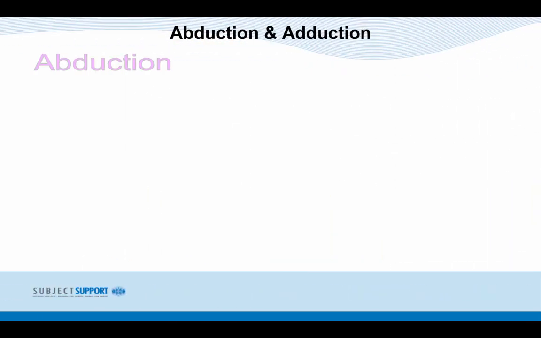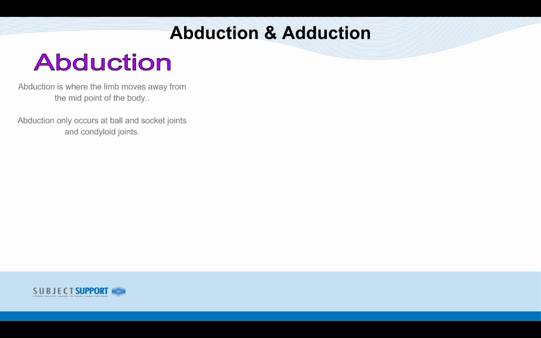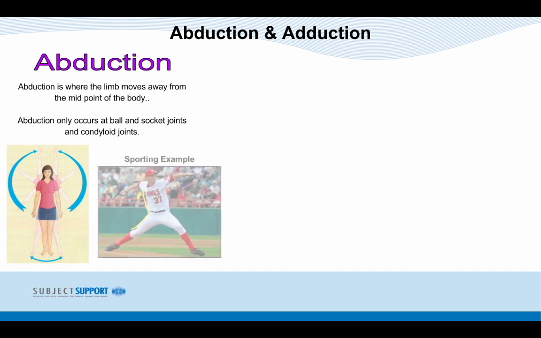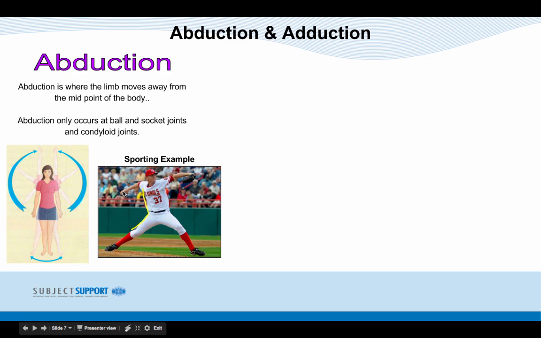Abduction and adduction. Abduction is where the limb moves away from the midpoint of the body. Abduction only occurs at ball and socket joints and condyloid joints. For example, during star jumps, the upward phase is abduction because you're moving away from the midpoint. A sporting example of this would be throwing a baseball, a cricket ball, or a rounders ball. As you can see here, the athlete's arm has been abducted away from his body.